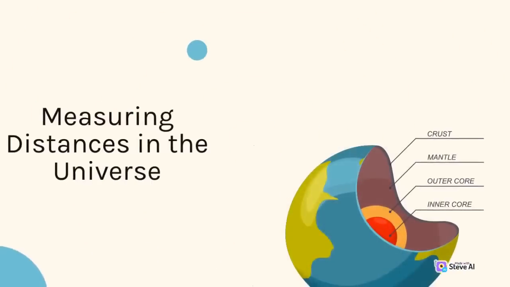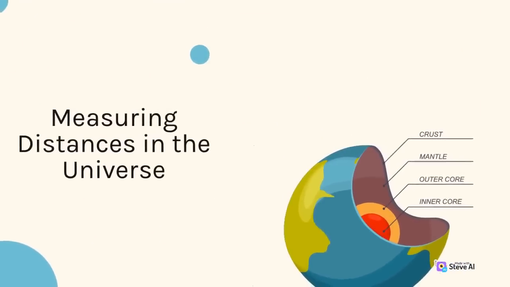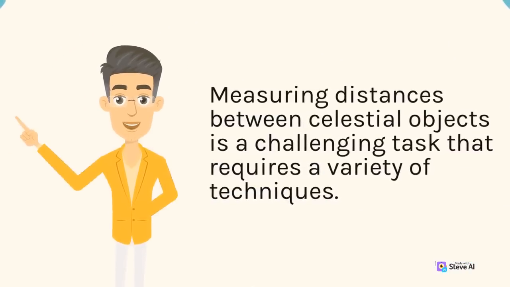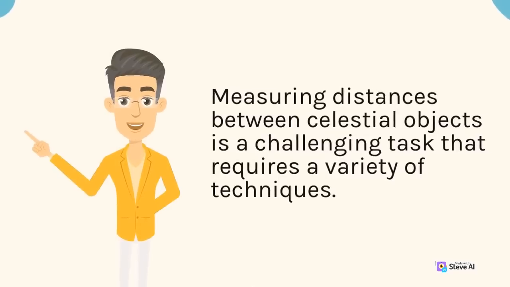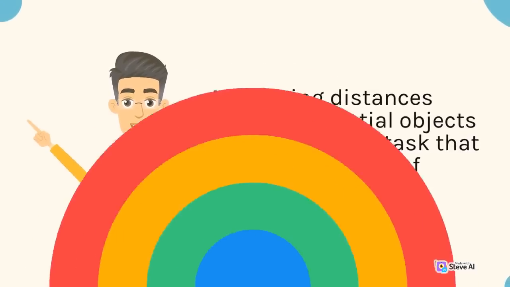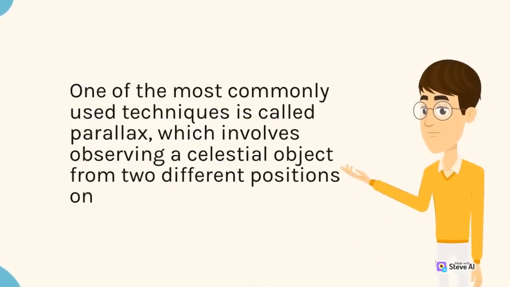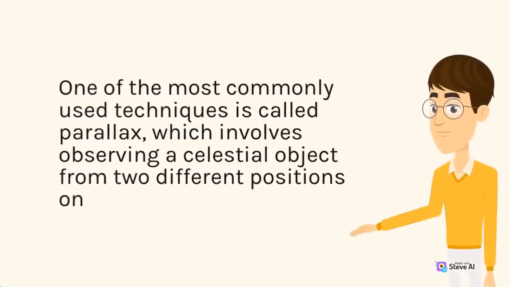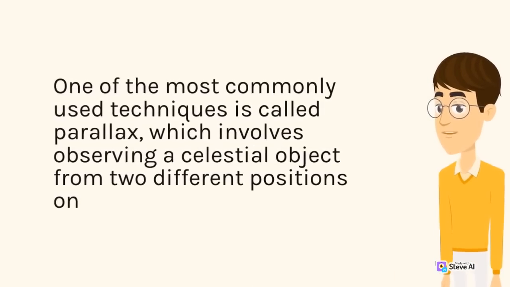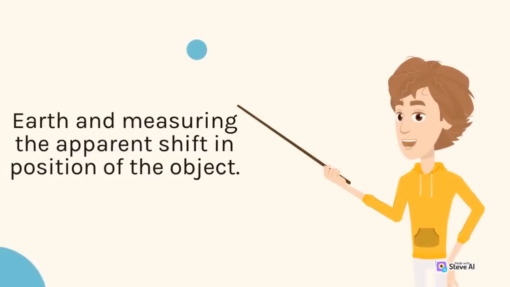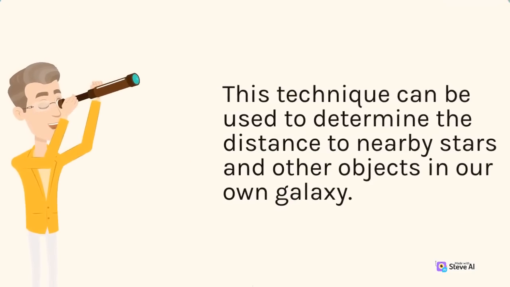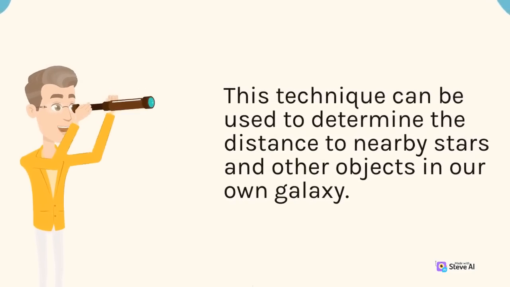Measuring distances in the universe. Measuring distances between celestial objects is a challenging task that requires a variety of techniques. One of the most commonly used techniques is called parallax, which involves observing a celestial object from two different positions on Earth and measuring the apparent shift in position of the object. This technique can be used to determine the distance to nearby stars and other objects in our own galaxy.